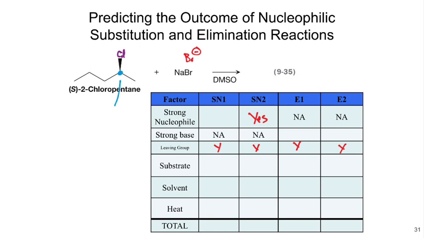The substrate classification I care about. What kind of classification is that? Secondary. This gets obnoxious because which mechanism favors secondary? They all do. Okay. Substrate should still be included on it. It just happened to pick the unlucky substrate of secondary where they're all favored. Solvent.